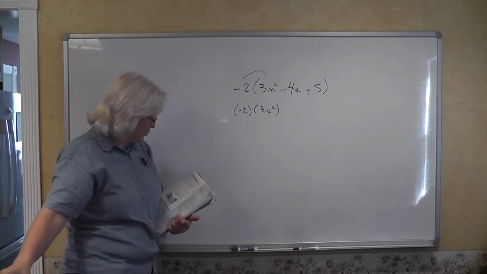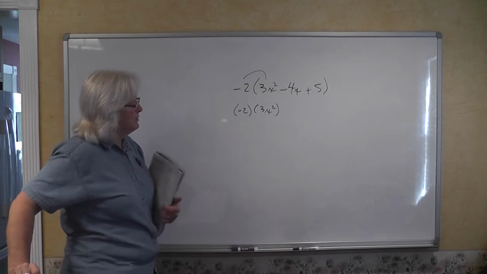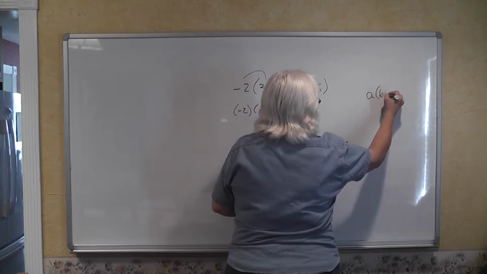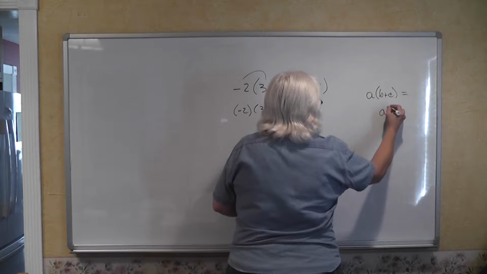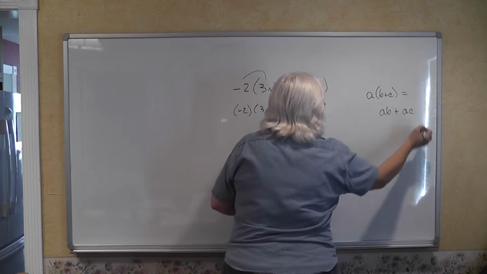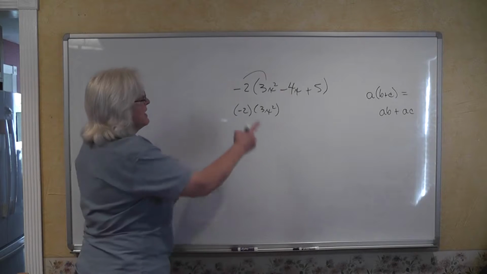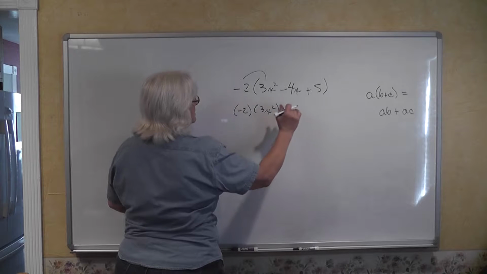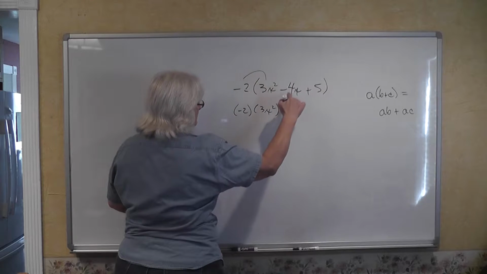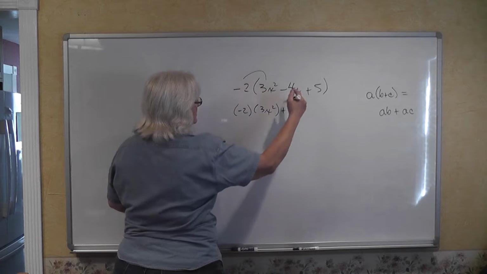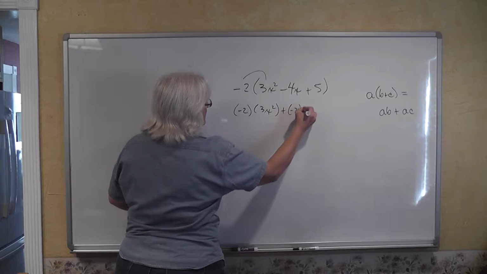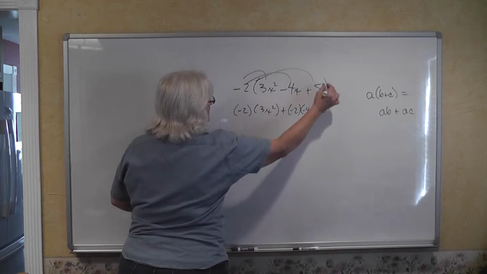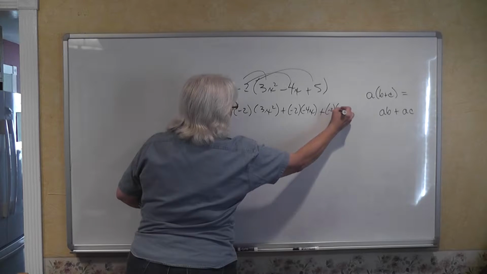So how do I want to write that for you? We're going to say that our distributive property that I inadvertently erased, we're going to use the exact pattern over here, AB plus AC. A, so it's going to be plus A times B, negative 2 times a negative 4x, plus a negative 2 times a positive 5.